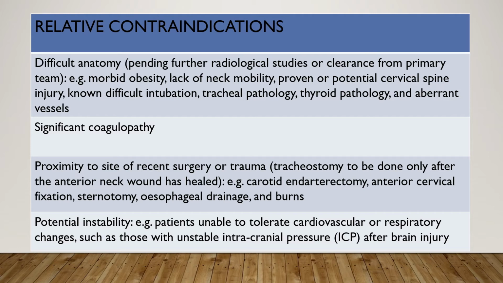a patient with known difficult intubation, a patient with tracheal pathology, for example, tracheal stenosis, so we need to wait for the CT scan. A patient with thyroid pathology, especially those that encase the trachea, and a patient with aberrant vessels. Secondly is a patient with significant coagulopathy. We have to correct the coagulopathy first.